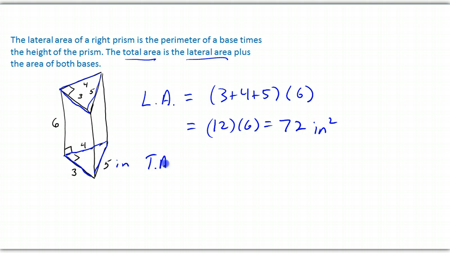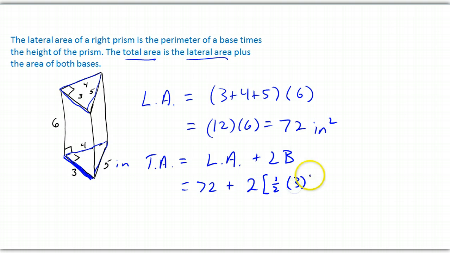The total area is the lateral area plus twice the base area. So I've got 72 plus 2. And these are triangles, so the area is 1/2 the base of the triangle times the height of the triangle. And you'll notice that the 1/2 and the 2 cancel. And I get 72 plus 12, which is 84.